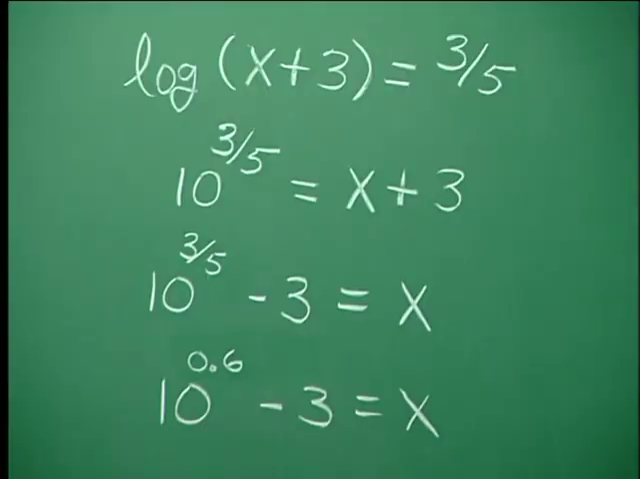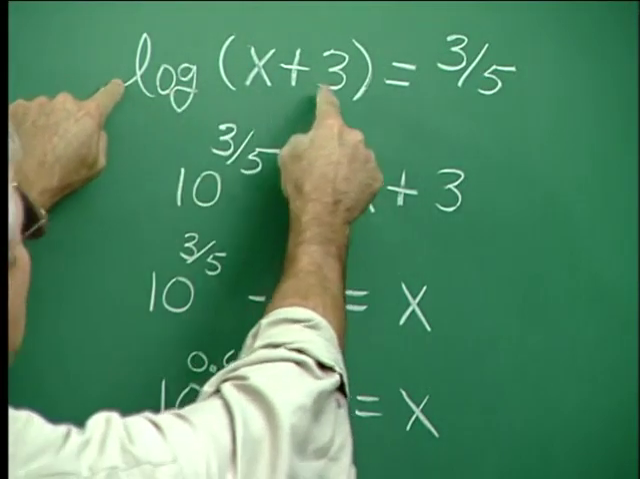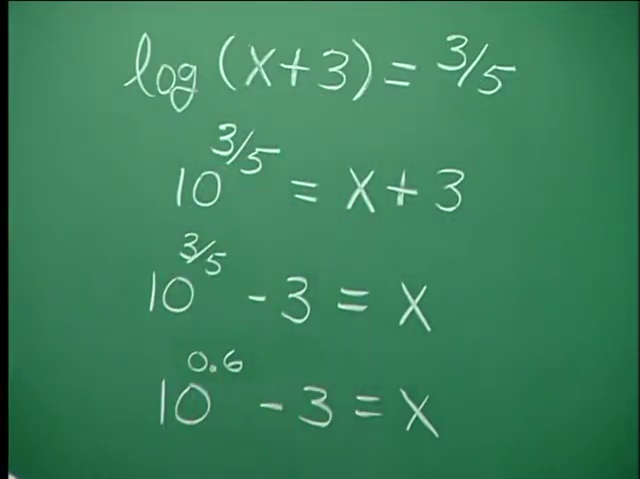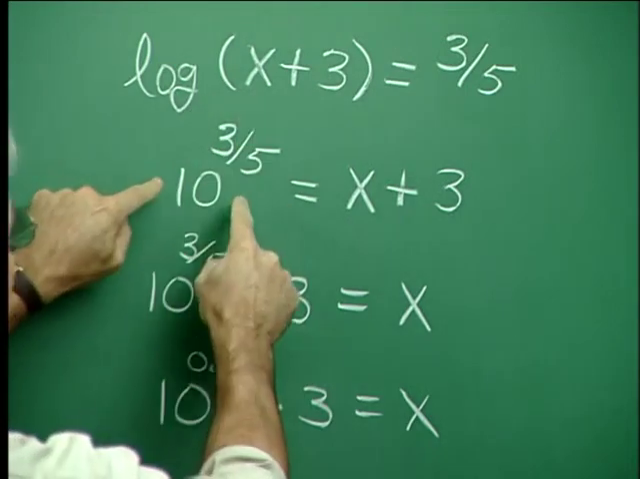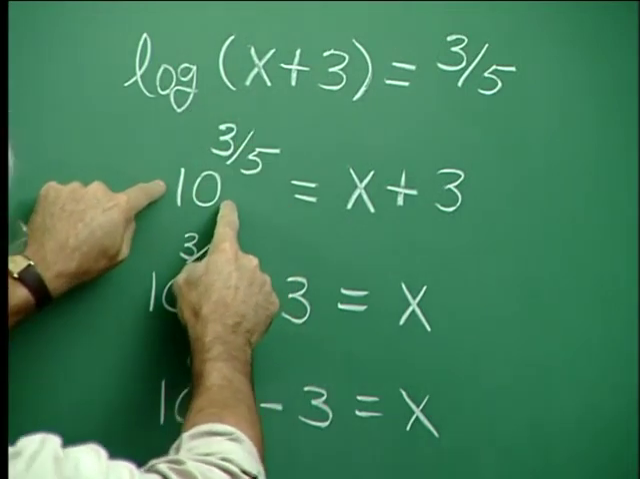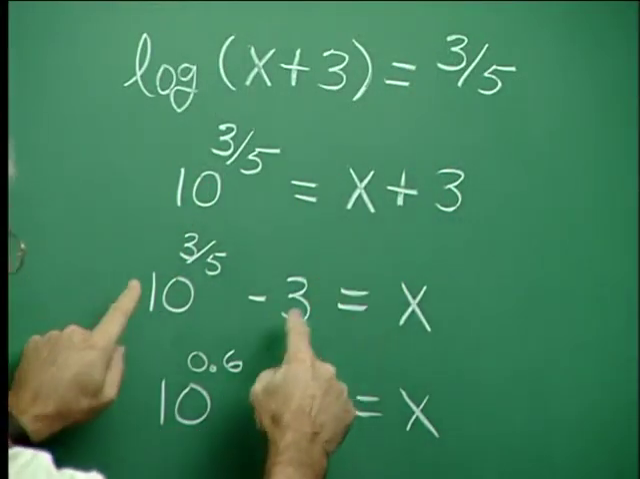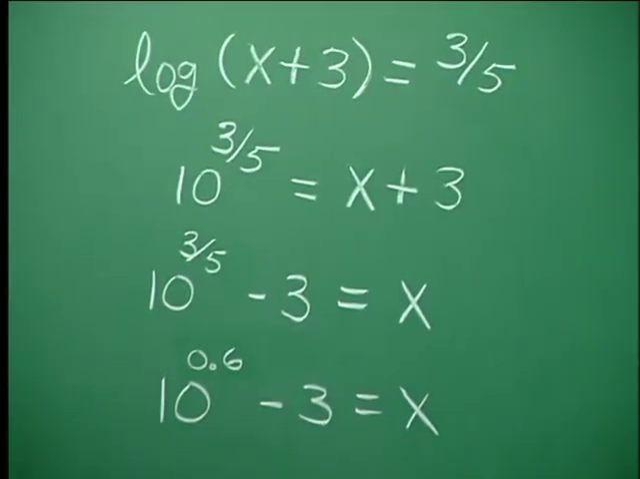In this next one, we have a rather similar idea, except we don't have a coefficient on this log of x plus 3, so we can go right into the exponential form. The emphasis here is that the understood base of the logarithm is 10, so the base of the exponent is going to be 10. So it's 10 to the 3/5 is equal to x plus 3. To isolate x, we subtract 3 on both sides, and now we simply jump into the calculator to make the calculation for the approximation of x.